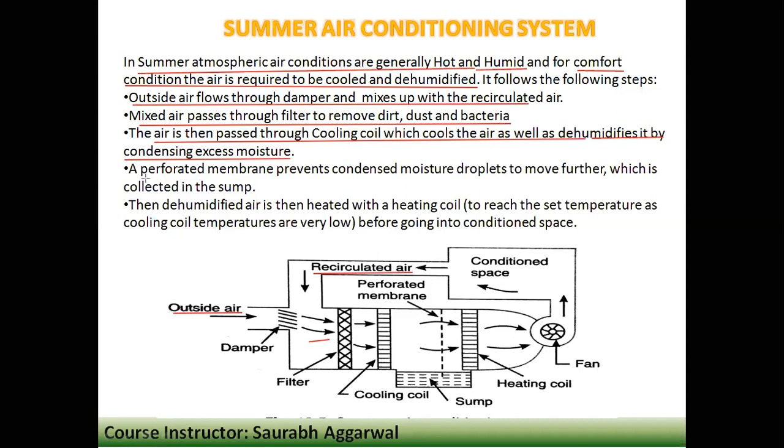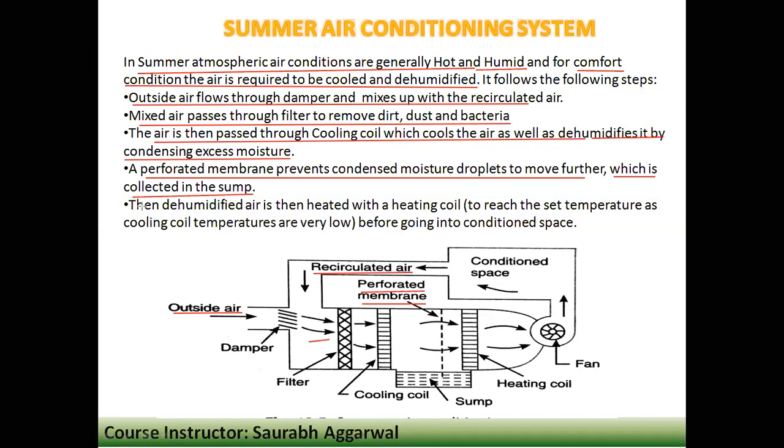Now, a perforated membrane prevents condensed moisture droplets from moving further, which is collected in a sump. You can see it over here. Perforated membrane is there. What it does is, जितना भी आपका कंडेंस्ड मॉइस्चर है वो आगे कैरी ना कर सके, इसके लिए एक परफोरेटेड मेंबर लगाया जाता है, so that only the moist air can pass, and जितना भी कंडेंस्ड water है, condensed vapor है, that can be collected here only.